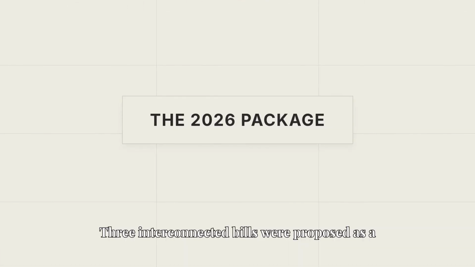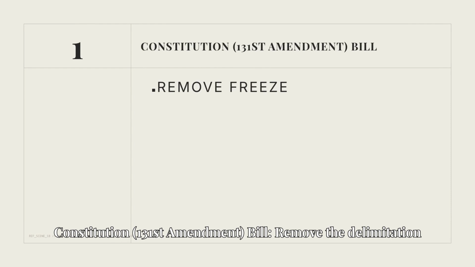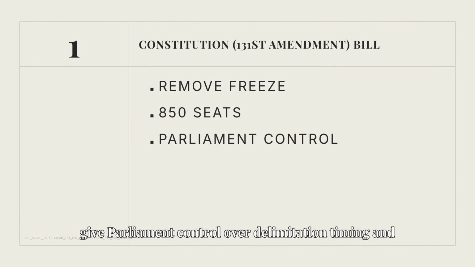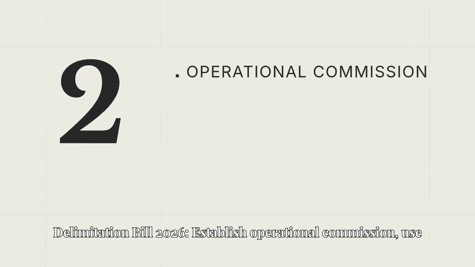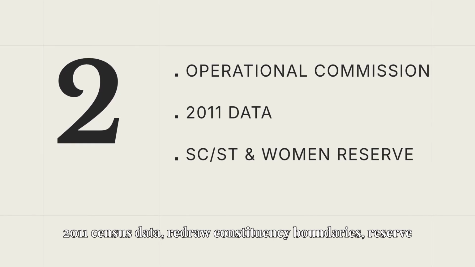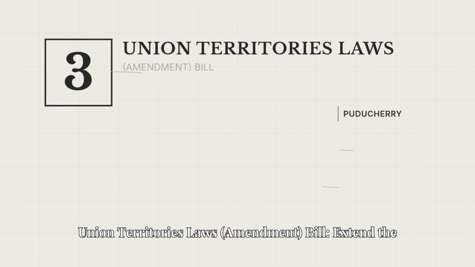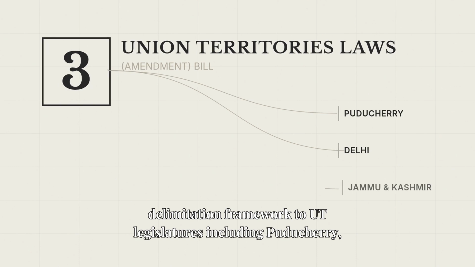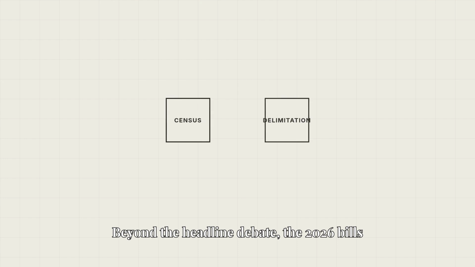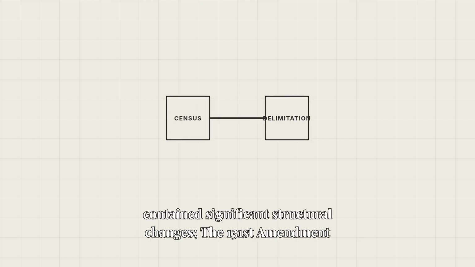Three interconnected bills were proposed as a package. The Constitution 131st Amendment Bill: remove the delimitation freeze, expand Lok Sabha to 850 seats, give Parliament control over delimitation timing and census selection. The Delimitation Bill 2026: establish an operational commission, use 2011 census data, redraw constituency boundaries, reserve seats for SC, ST, and women. The Union Territories Laws Amendment Bill: extend the delimitation framework to UT legislatures including Puducherry, Delhi, and Jammu and Kashmir. Beyond the headline debate, the 2026 bills contain significant structural changes.